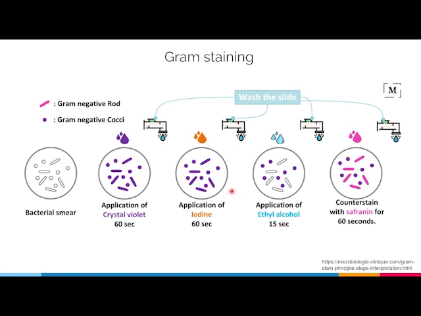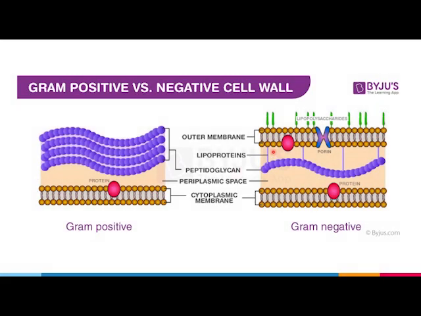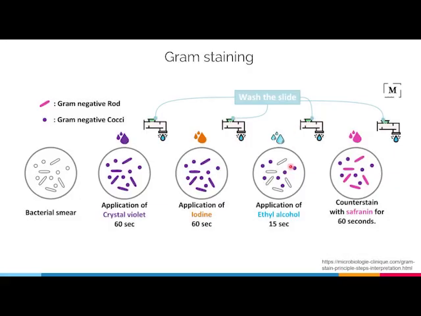What this does is, it removes the outer membrane only. So ethyl alcohol just goes in and removes this outer membrane of lipopolysaccharides. Our crystal violet is stuck in the cell wall, and once the outer layer gets removed, only for the gram-negative bacteria, essentially the entire crystal violet gets removed, because it was stuck here only. So after application of ethyl alcohol, the gram-negative bacteria will now appear stainless. So we will have them as transparent.